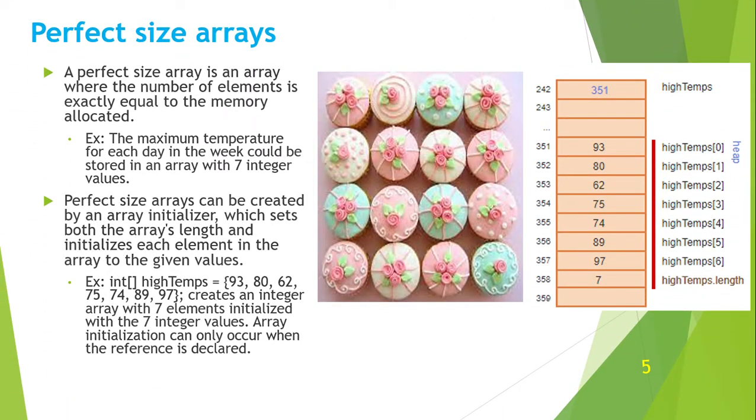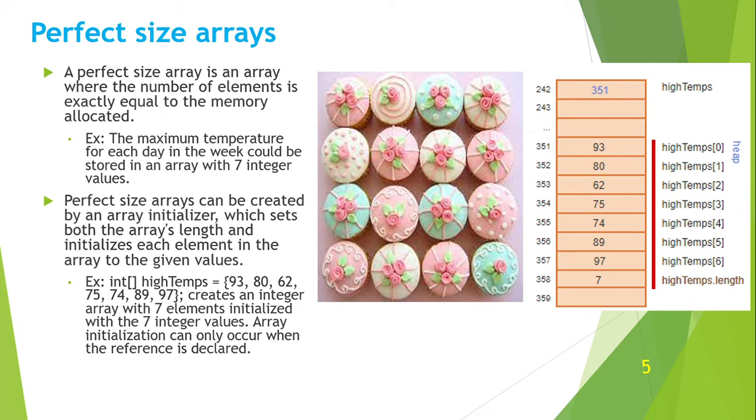So what are perfect size arrays? A perfect size array is an array where the number of elements is exactly equal to the memory allocated. For example, the maximum temperature for each day in the week could be stored in an array with 7 integer values. In the picture you can see, exactly for the 7 allocations we have given the values.